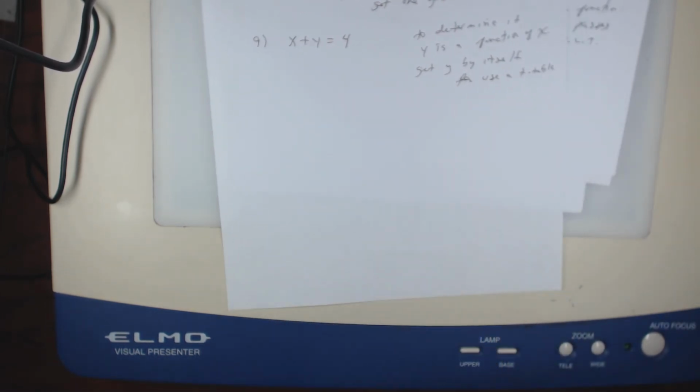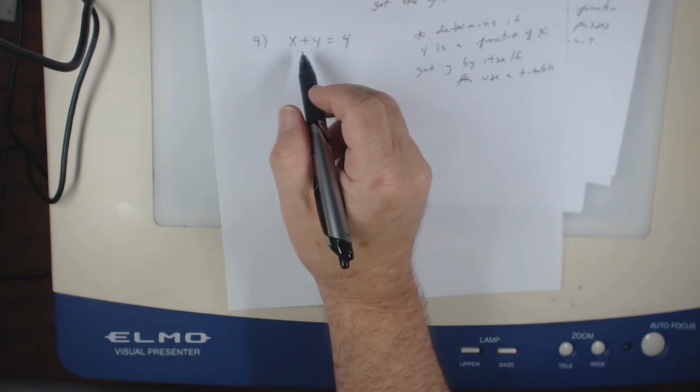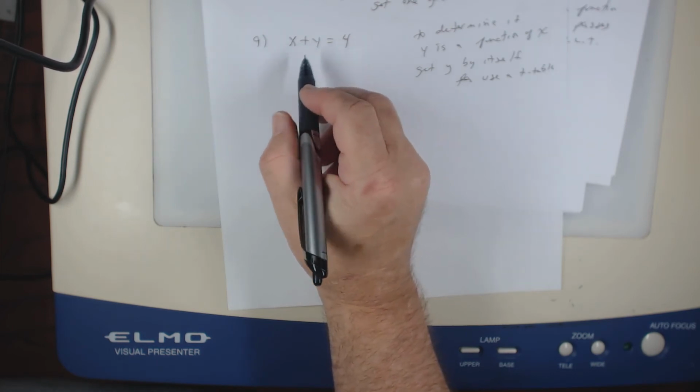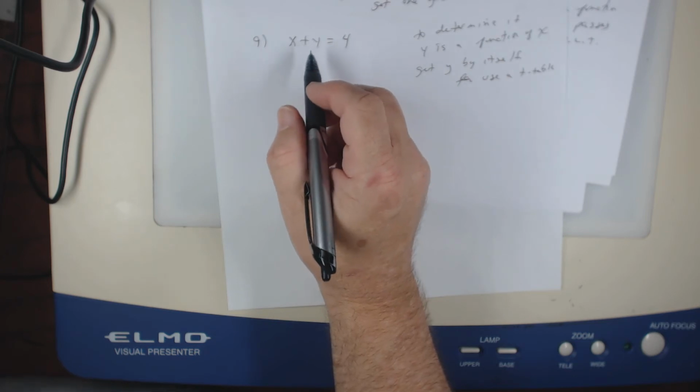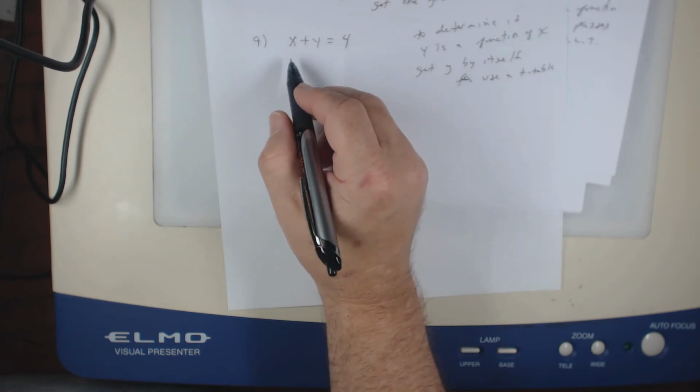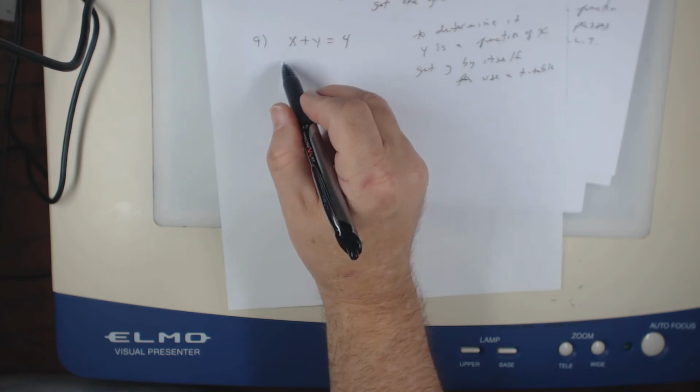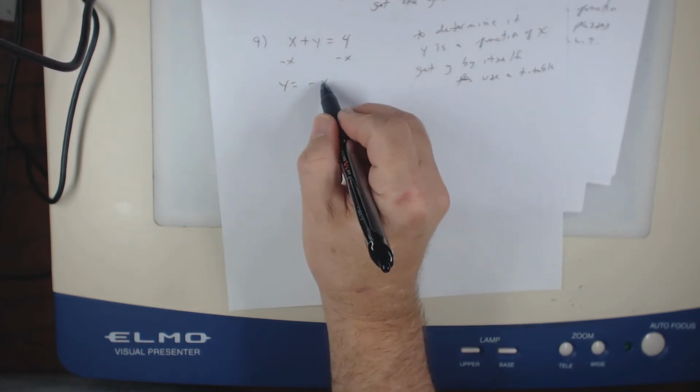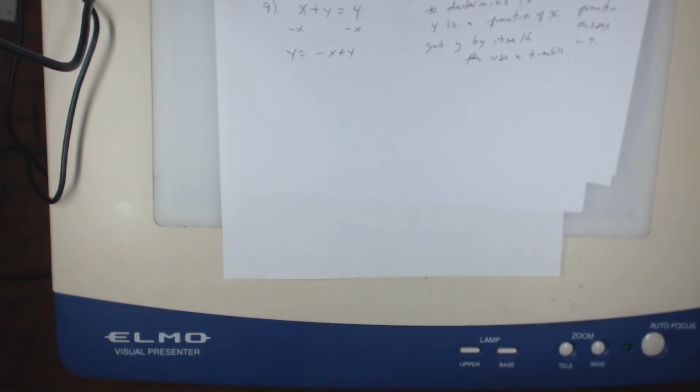Now, you're going to use a t-table if you don't know what the graph looks like. Because if you know the graph, then in your mind you're going to use the vertical line test. But many times, depending on the equation, you really don't know what the graph looks like. So use a t-table. If I get y by itself, now some of you could probably tell me what graph this is. It's linear. So it's a line. But just get y by itself. So y equals negative x plus 4. Y'all agree? Or 4 minus x? That's fine. You can say 4 minus x.